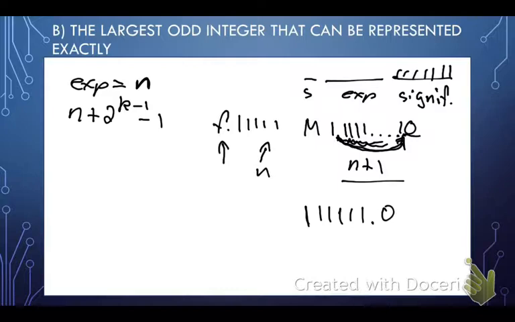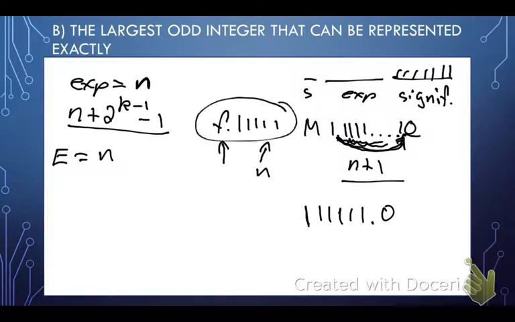What have we answered so far? We said the exponent needs to be n. So e needs to be n. What does that mean? That means our exponent portion right here needs to be n plus 2 to the k minus 1 minus 1. And let's see, what's left? F, we mentioned already, that's going to be 0.11111. There will be n ones there.